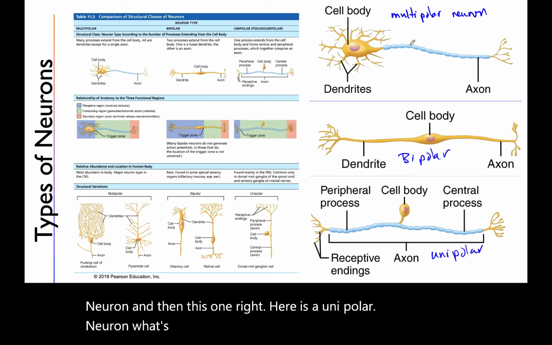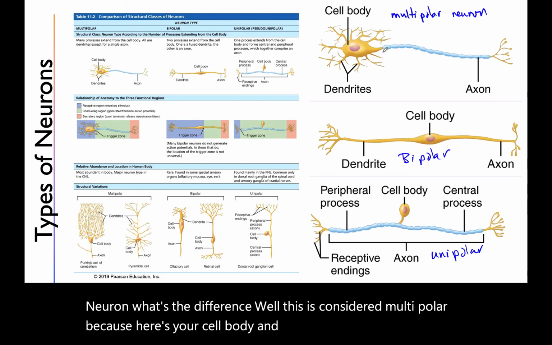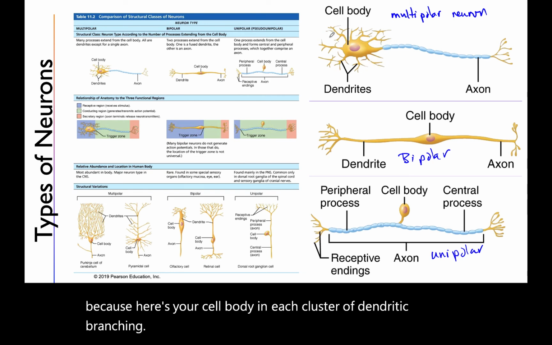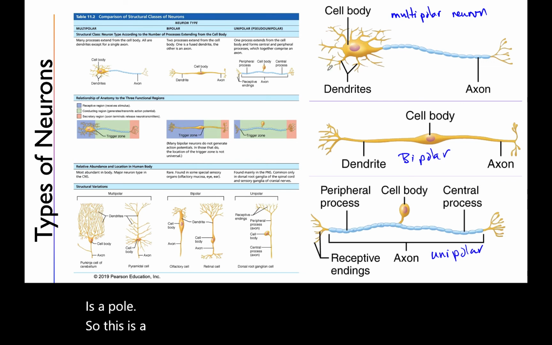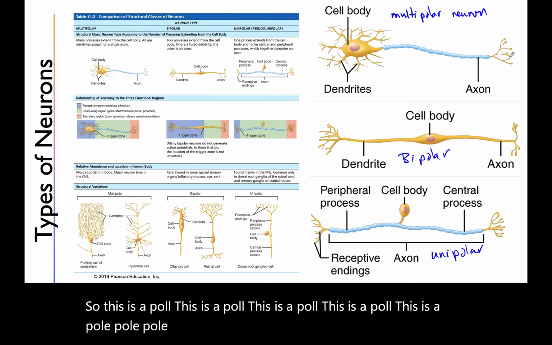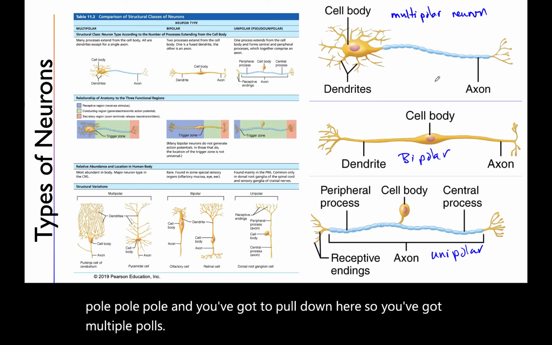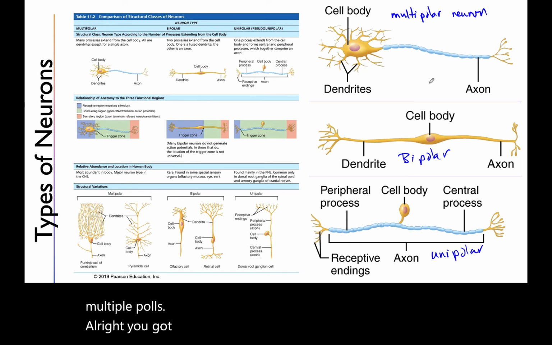Well, this is considered multipolar because here's your cell body, right, and each cluster of dendritic branching is a pole. So this is a pole, this is a pole, this is a pole, this is a pole, this is a pole, pole, pole, and you've got a pole down here. So you've got multiple poles.